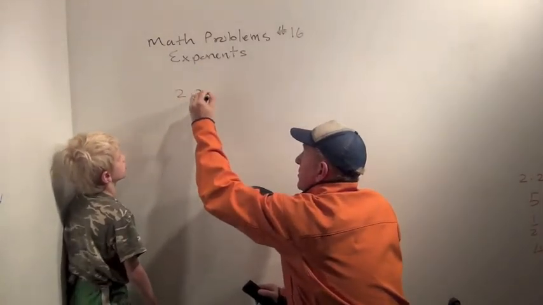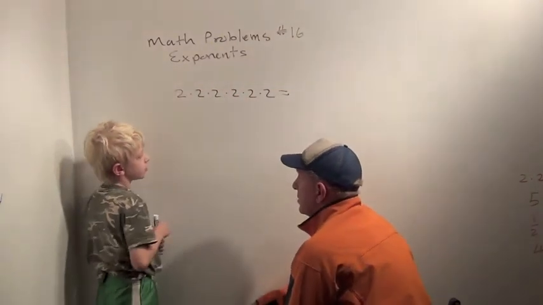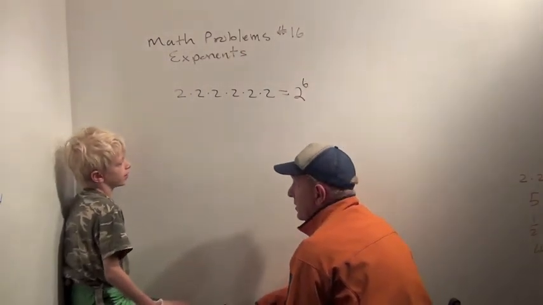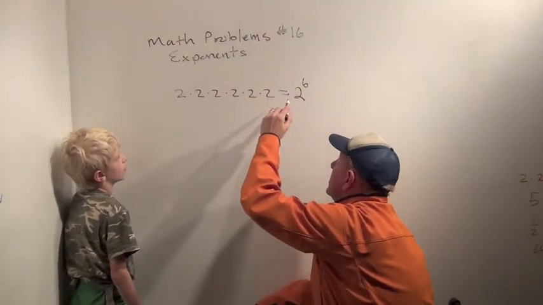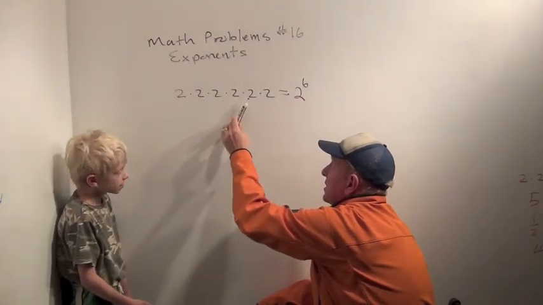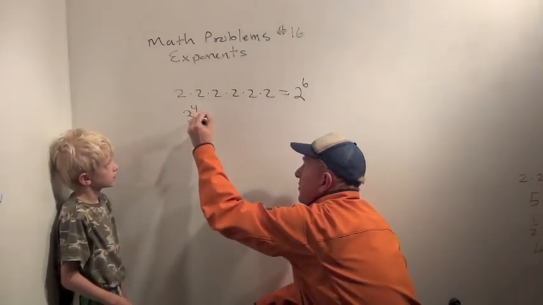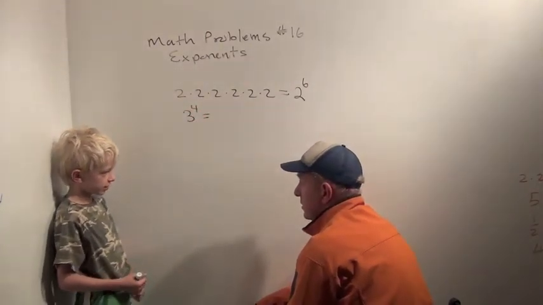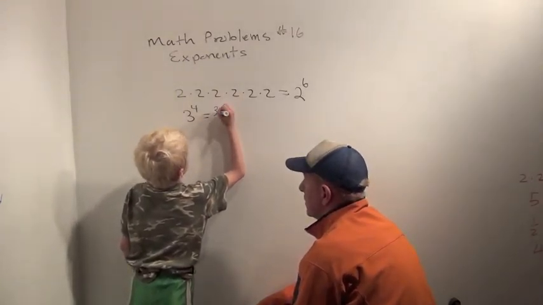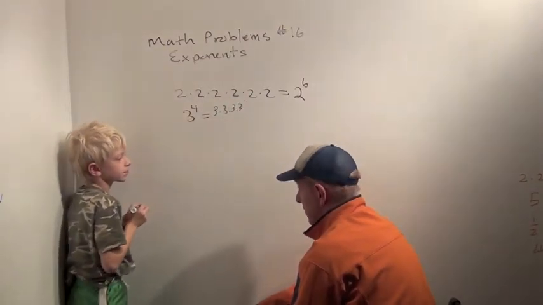2 times 2 times 2 times 2 times 2 times 2, they wrote as what? 2 to the 6th. And that saves a lot of time, right? Yeah, instead of writing out all 6 2's, we say 2 to the 6th means 2 multiplied together, like this, 6 times. Okay, and then I said, well, what do you think 3 to the 4th would mean? 3 times 3 times 3 times 3. Go ahead and write that out. Very good. Okay, you can see it saves a lot of time.